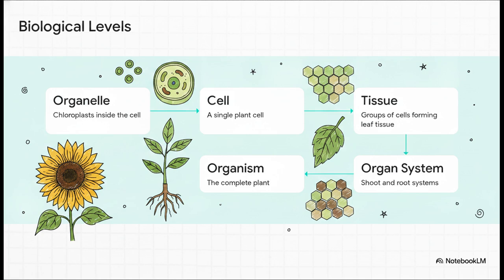And it's incredible to see how this builds up in a biological system. Think of it like climbing a ladder of complexity. It actually starts inside the cell with a tiny organelle, say a chloroplast. A bunch of organelles make up a complete cell. Then, a group of those similar cells come together to form a tissue, like the tissue of a leaf. Those tissues then combine into major organ systems, like a plant's shoot and root systems. And finally, the whole shebang coordinates to create a fully functioning, beautiful organism, like a blooming sunflower.